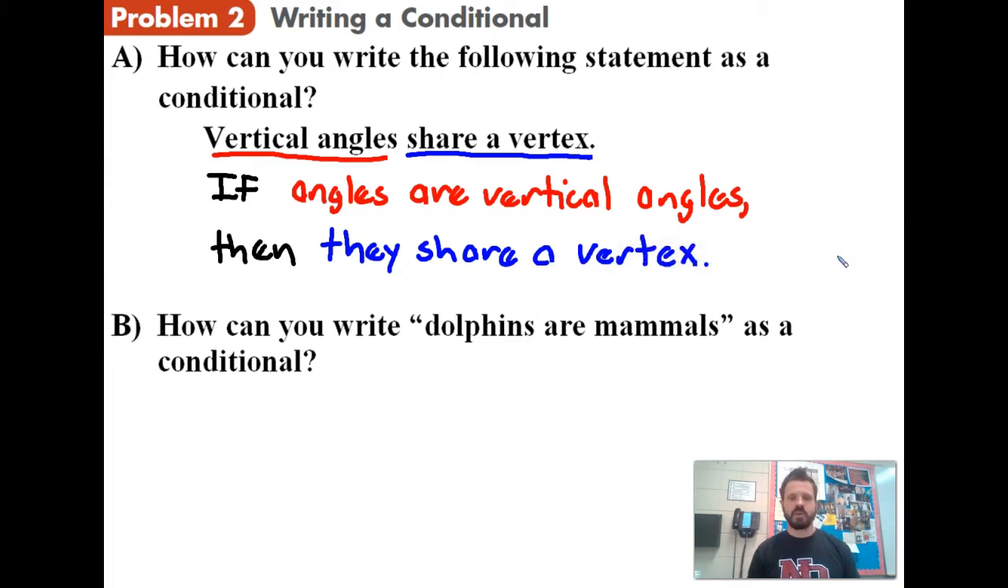Okay, so if angles are vertical angles, then they share a vertex. Notice here I had to talk about what the "they" is in the beginning of the sentence, angles, then I can say "they." I want you to pause the video for a minute and try to do the same thing with the statement dolphins are mammals, and then hit play and check your answer.